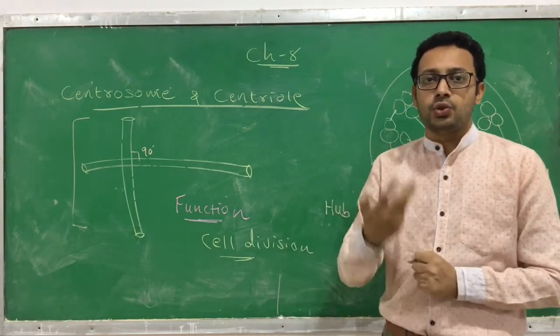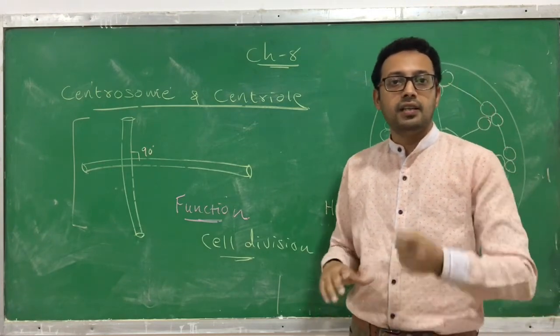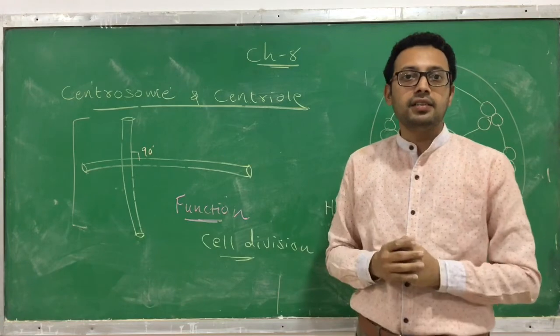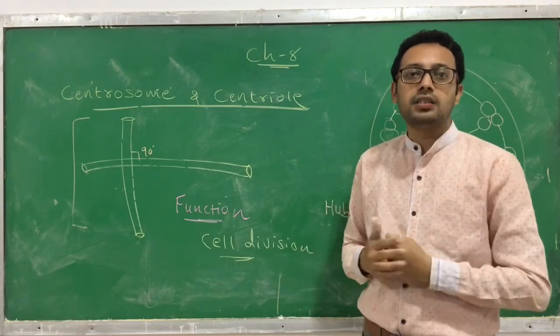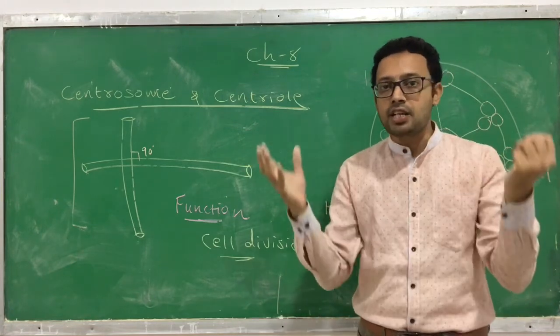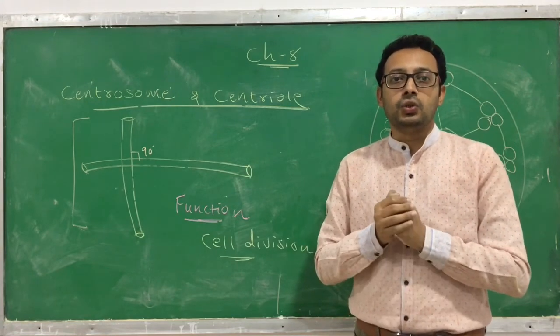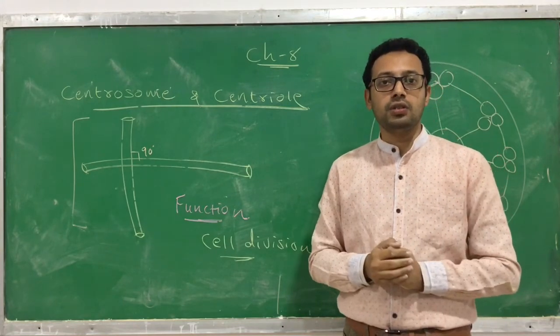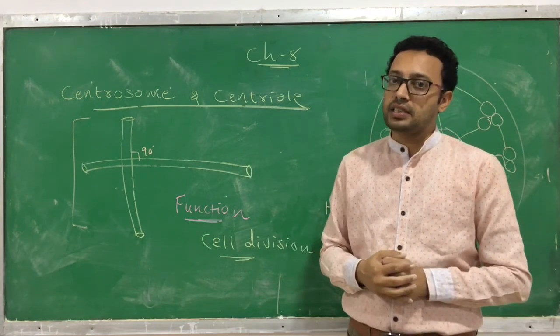So students, today we have learned three organelles which can be found in a eukaryotic cell. First is the cytoskeleton, second is cilia and flagella, and the third one is called the centrosome and centriole. All these are short, but they are important. Okay, so this is all about today's session. We will discuss another important topic in the next session.